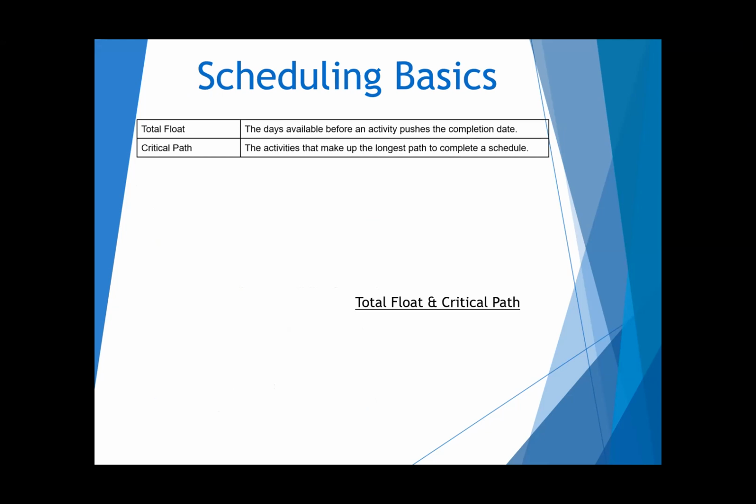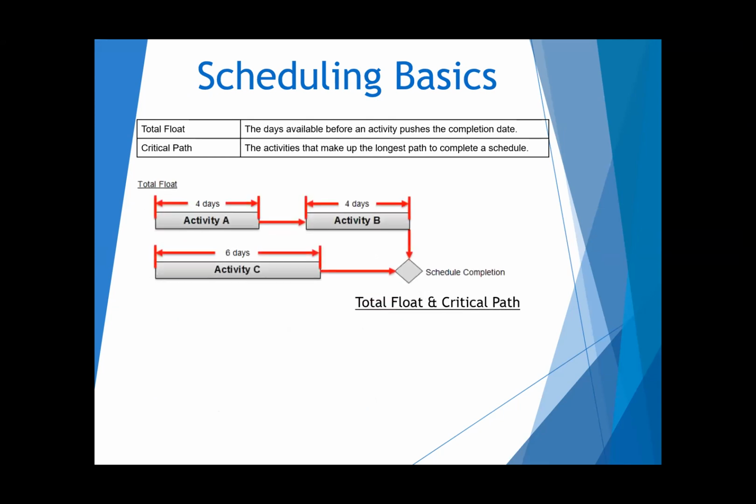Total float. Total float is the days available before an activity pushes the completion date in a schedule. And critical path activities make up the longest path to complete a schedule. As a demonstration here, you can see that activities A and B are both 4 days. Activity C is 6 days.